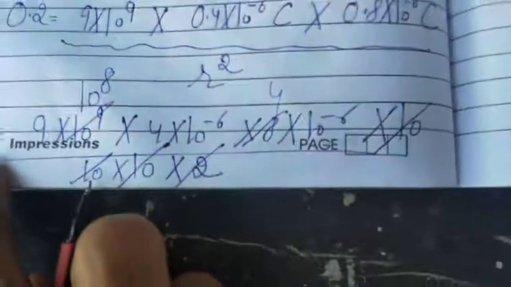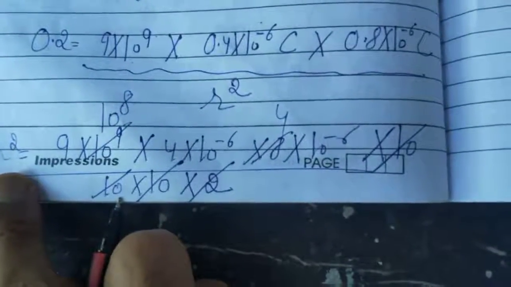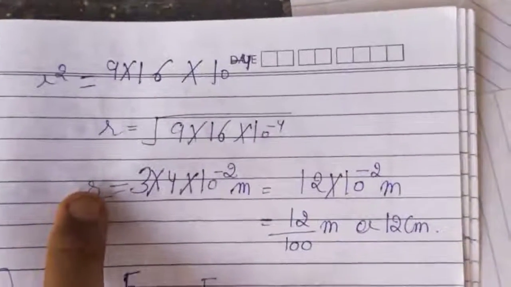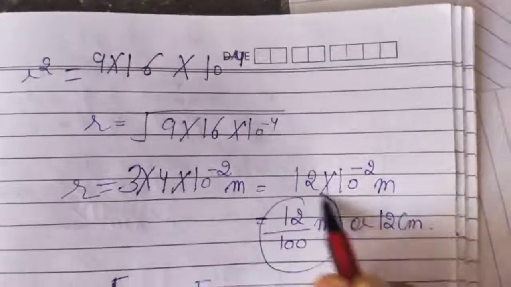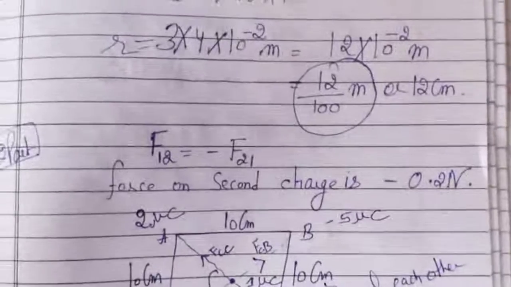So we have done the calculation part. You will do the calculation part on your own. If you are getting any doubt, you can call me. After calculation, the value of R will come 12 upon 100 meter. So you have to go through this concept. Do the numerical on your own.